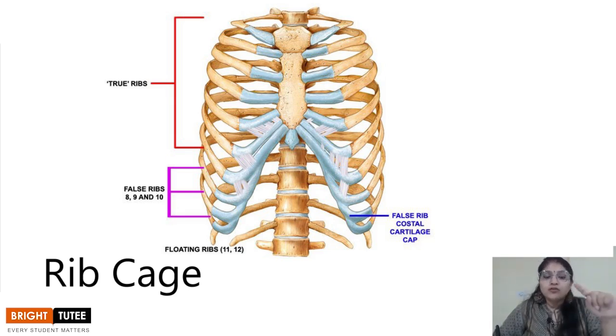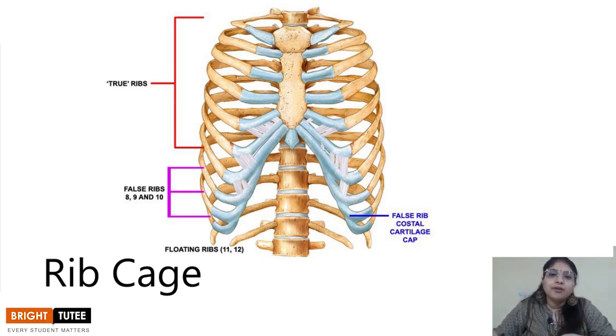Again, understand students, why is it called a cage? Because these ribs are joined at the back to the backbone, and in the front they are joined at the chest bone, forming a cage-like structure, and within this cage the lungs and heart are protected, right?